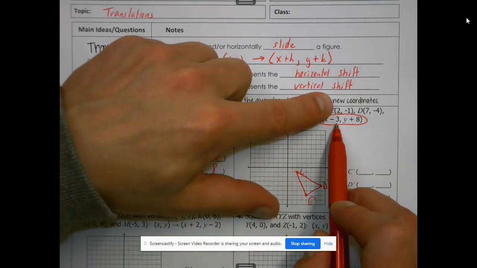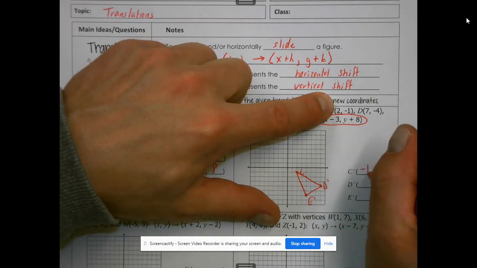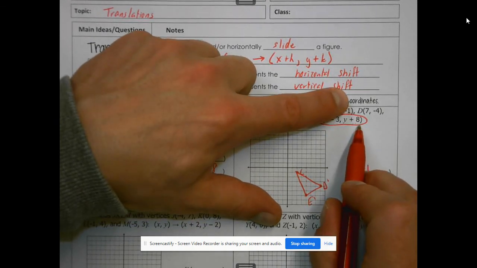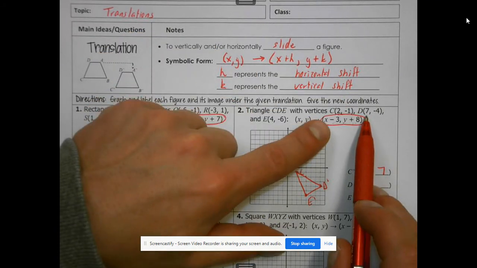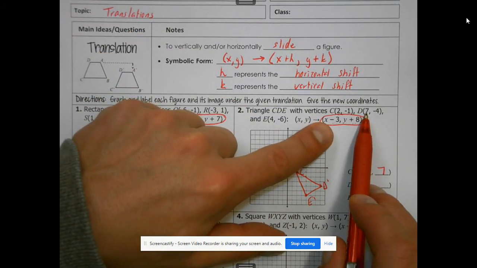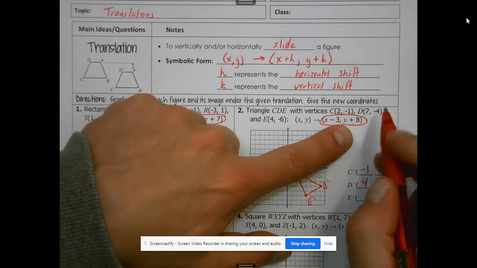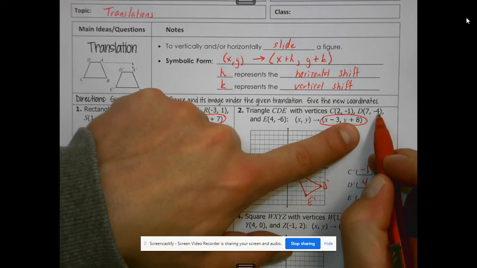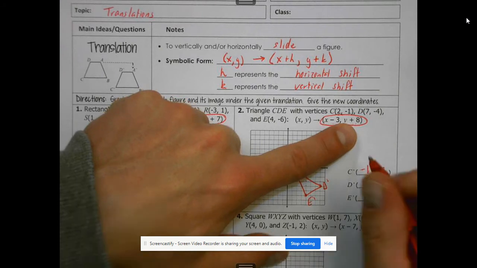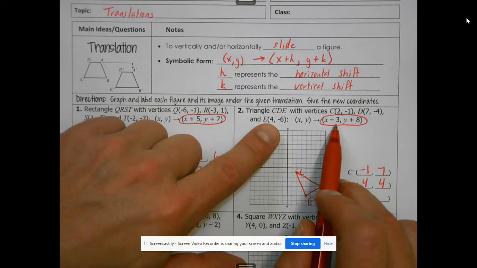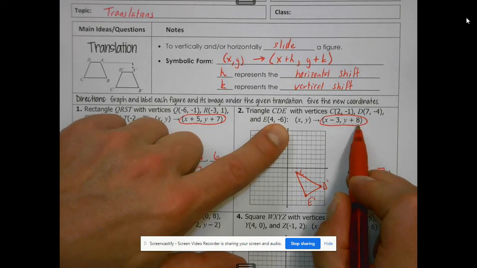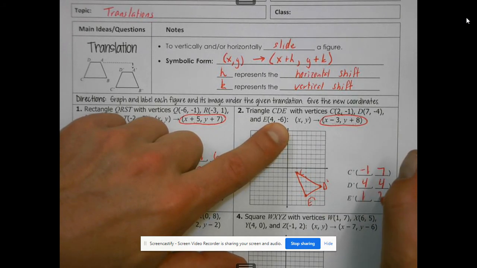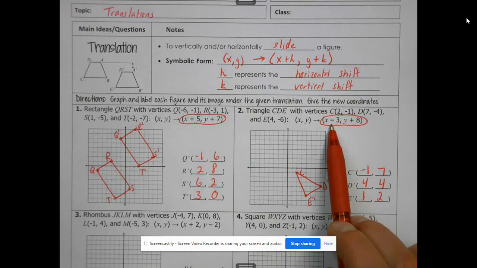All right, so 2 and negative 3 is negative 1. Negative 1 and 8 is 7. Go to the D's. 7 and negative 3 is 4. Negative 4 and 8 is 4. Last point, the E's. 4 and negative 3 is 1. Negative 6 and 8 is 2. So each of the points, you're going to go left 3 and up 8.